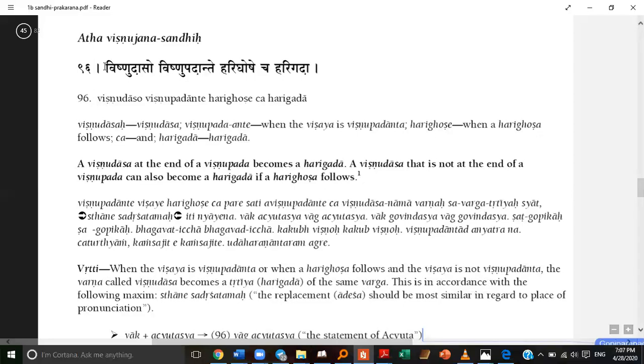Okay. Now here you will know why we need to memorize those terminologies we studied in the first class. Like Vishnu Dasa, what is Vishnu Dasa, Hari Ghosh, what is Hari Gada. So from here we'll have to be serious about those terminologies.